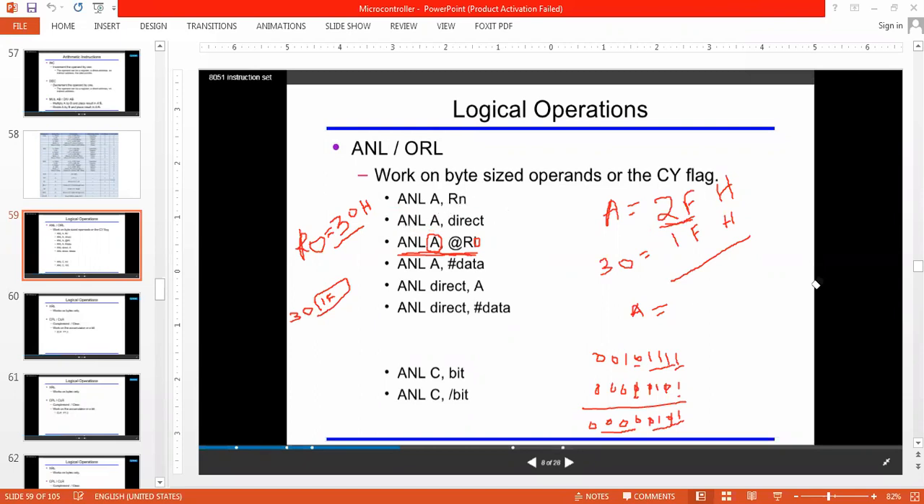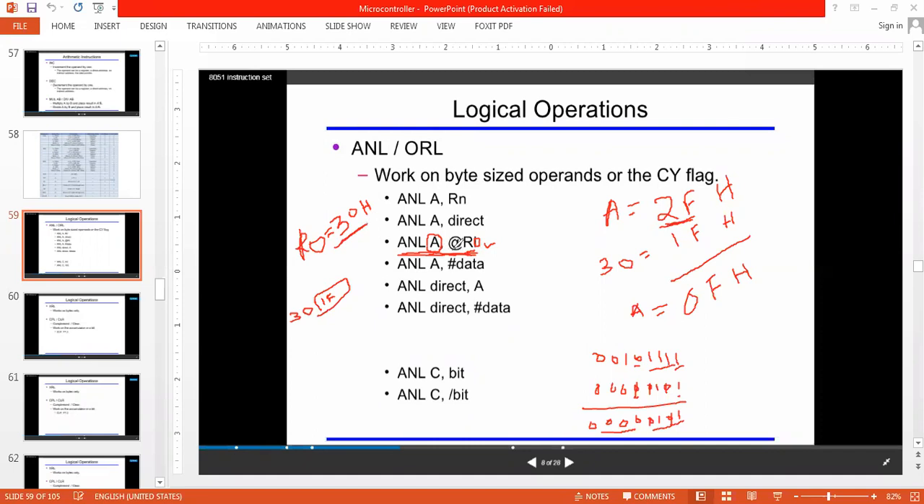Two zero H. No. Shall I tell you? The value is going to be 0F only. Why? How is it 0F? See, for this, A is having 2FH, R0 is having 30H.